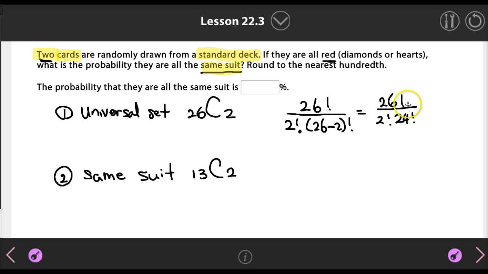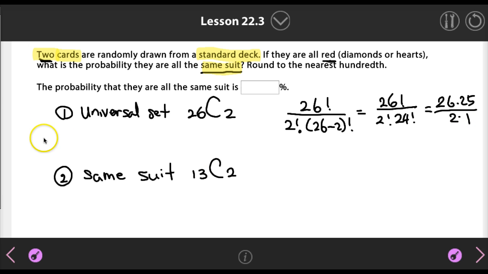So I'm not going to write down all the numbers because it's very tedious. I'm not going to go 26, 25, 24, 23, 22 because I already know down here is what? 24, 23, 22, and they're all going to cancel out anyway. So then what's going to be left? Just 26 times 25, right? So I'm just going to leave 26 times 25 on top. Because starting from 24, 23, all that will be canceled out with the 24 factorial, right? But what do we still have here? 2 factorial. So I'm going to just leave that 2 times 1.